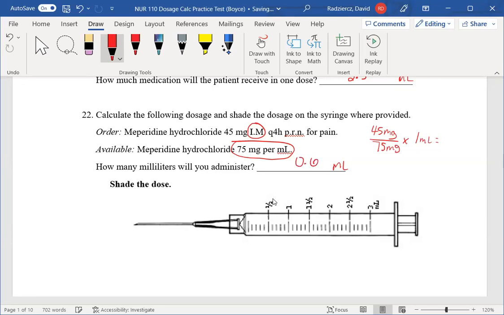Again, you would not write 0.60. I know this is a number less than 1, but you still just leave it alone. It's only important for rounding, or if you got an answer like 0.63 or something like that, then you would leave it at 0.63. But if it's 0.6 or if it's 1, whatever that solid number is, you just leave that as your answer. Then you just look for 0.6 on the syringe and then shade it in.